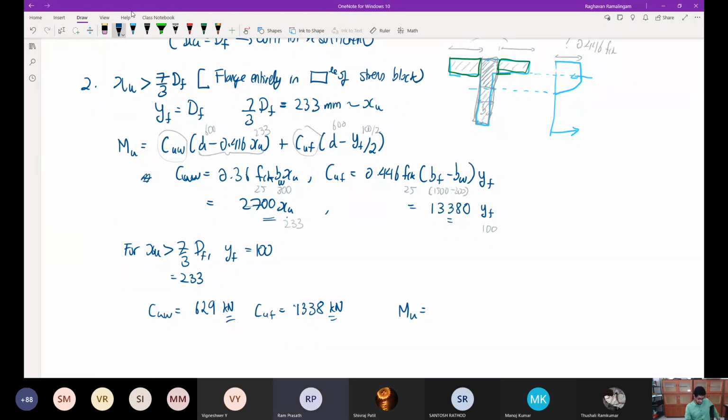Sir, I'm getting 1052. Okay, fine. We obtained in this case, if the XU was such that it is at 7/3 df, then our moment of resistance would be 1052, which is much greater than what we require.